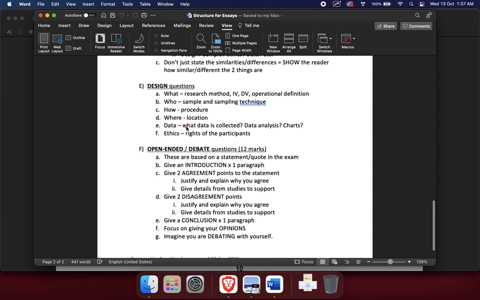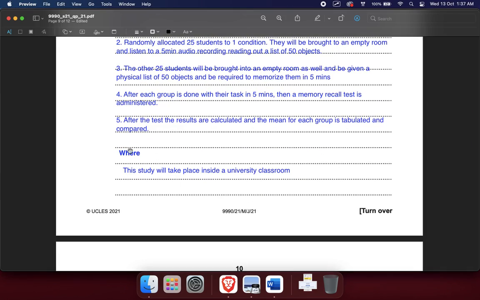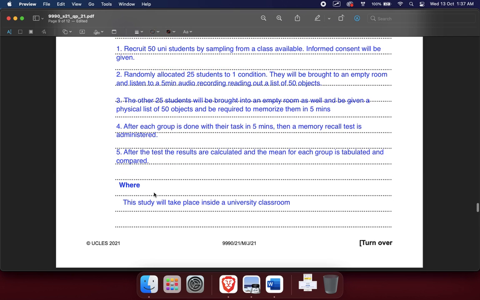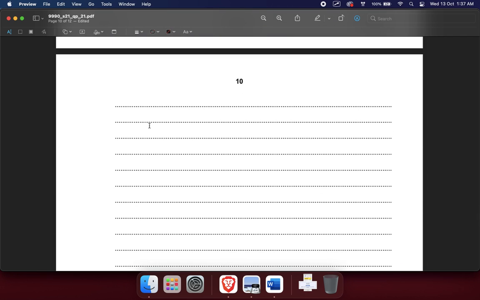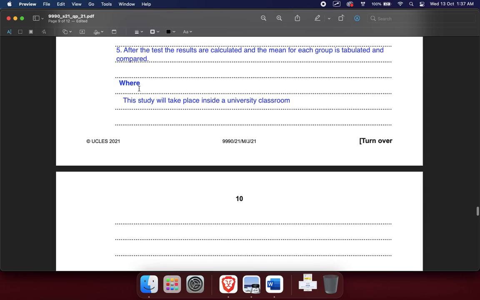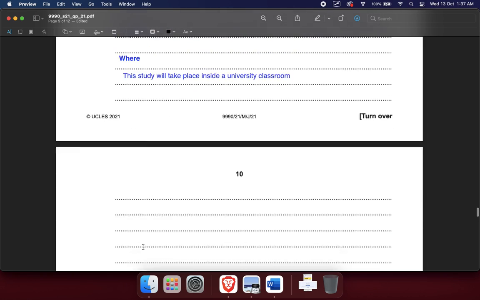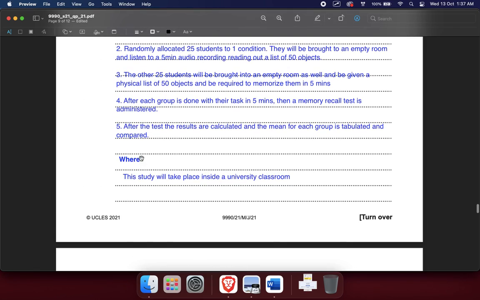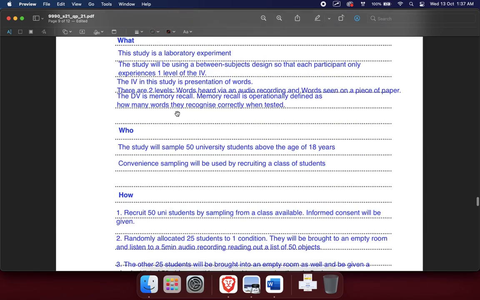Okay, pretty straightforward. What else? Data. What kind of data is collected? Okay, so let's go down here. Oops, can't do that. Oh, where's my thing? Copy, paste. Okay, I can't seem to do it. No, never mind, it's alright.